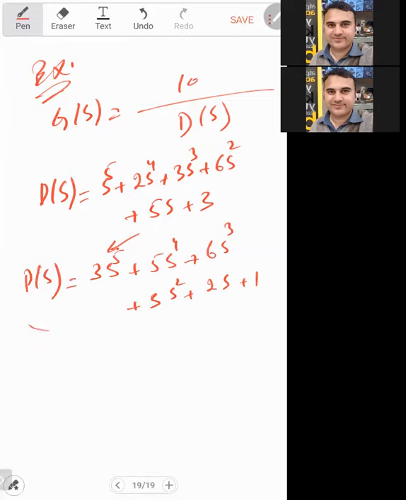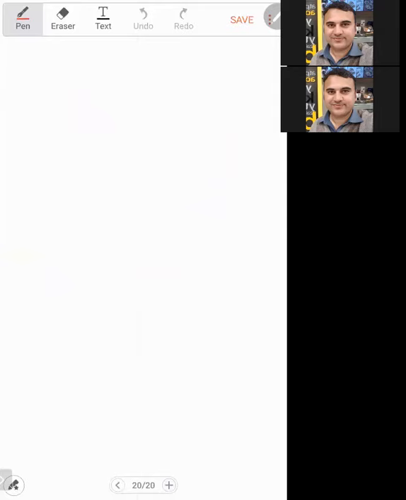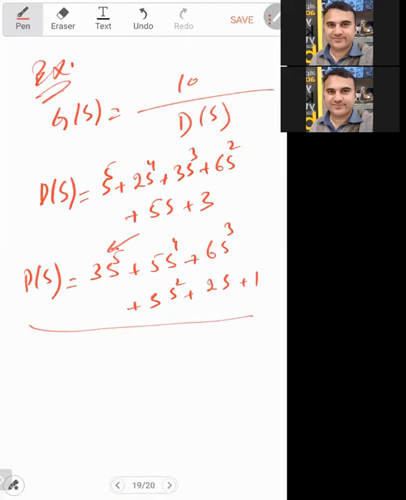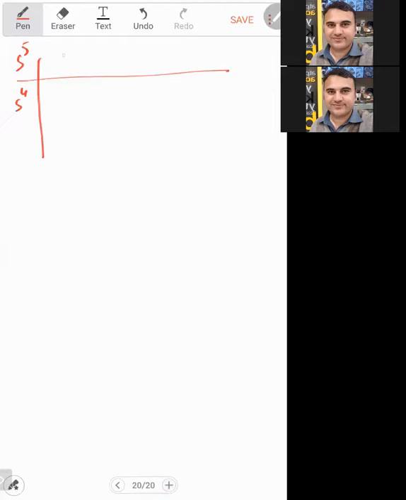Now we have to find the table for this one. If you write the table for this one, you will get 5, 4, then 6, 6, 3, and then 2, 1. So we write in that fashion.